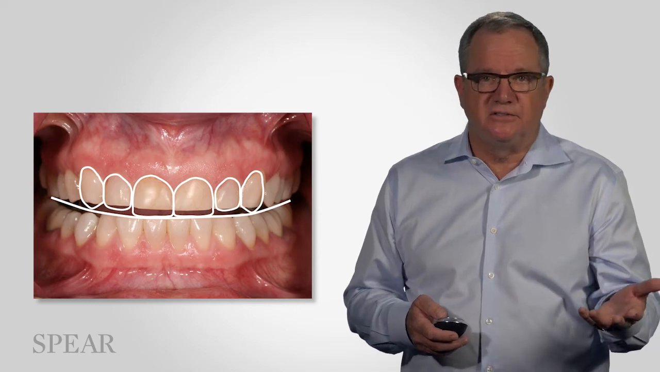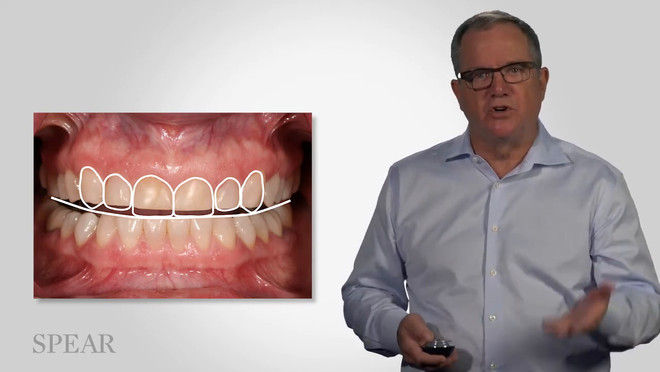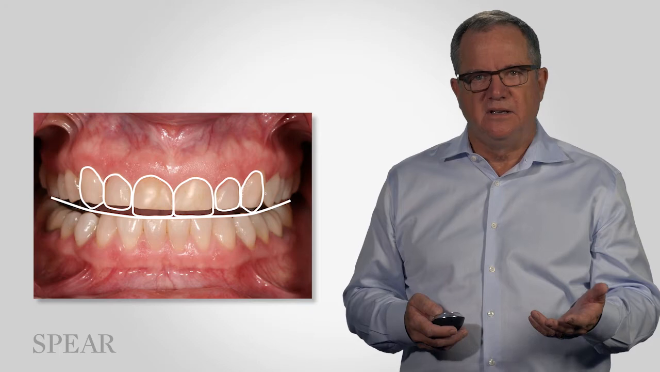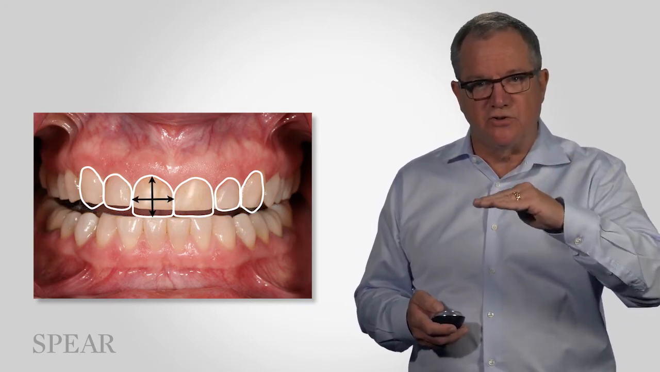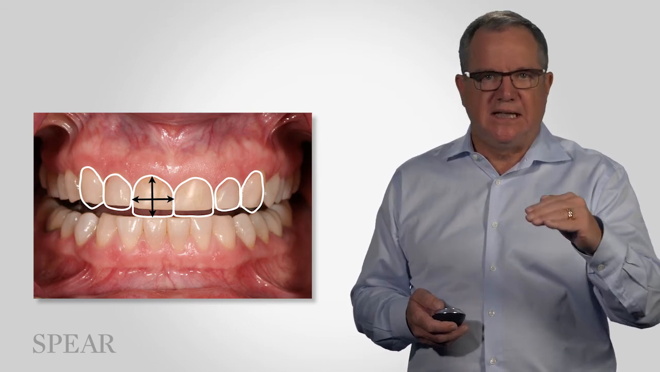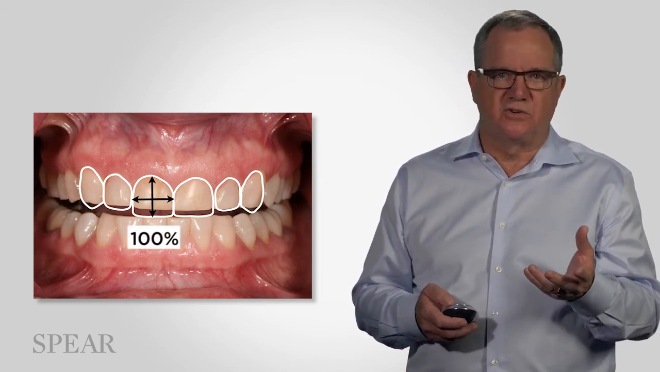And now we need to do the gingival levels, which is where we're going to correct the length of the teeth. So we come in, we measure her existing width to length ratio relative to our new incisal edge position, and it's 100%. The teeth are square.